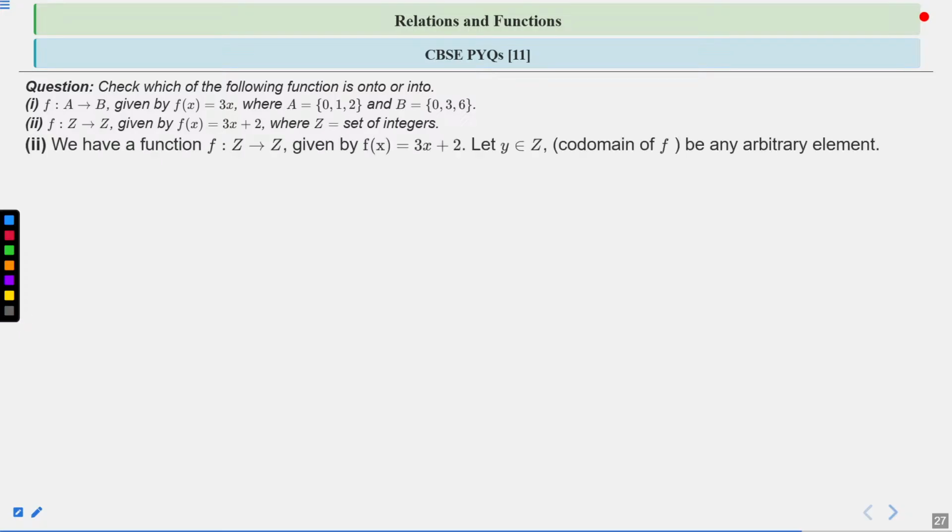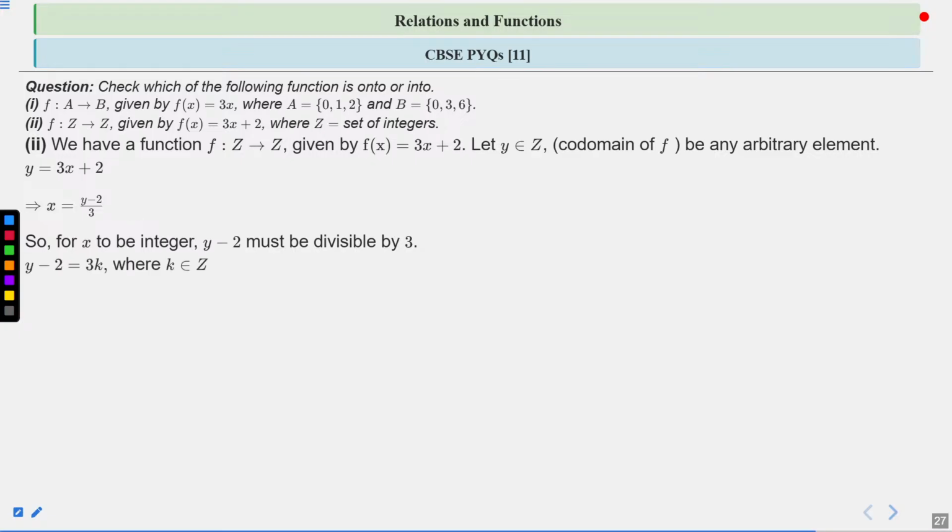We have the second function f from Z to Z given by f(x) equal to 3x plus 2. So let y belong to Z, that is the codomain of f, be any arbitrary element. So y is equal to 3x plus 2, so we can say that x is equal to (y minus 2) by 3. So for x to be an integer, y minus 2 must be divisible by 3 always.